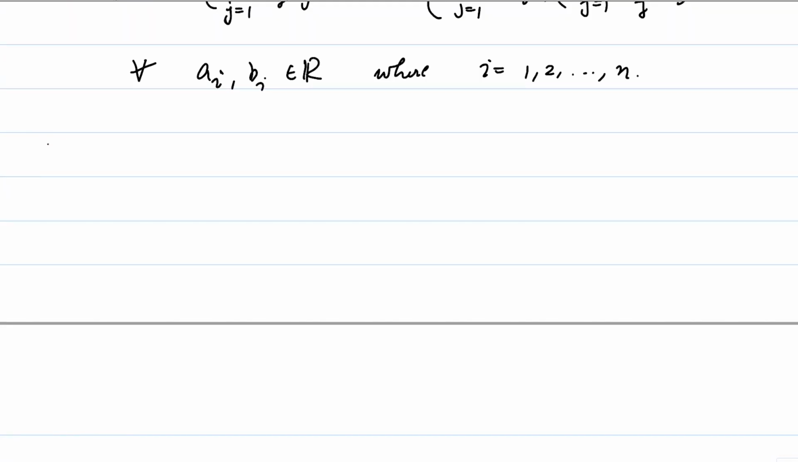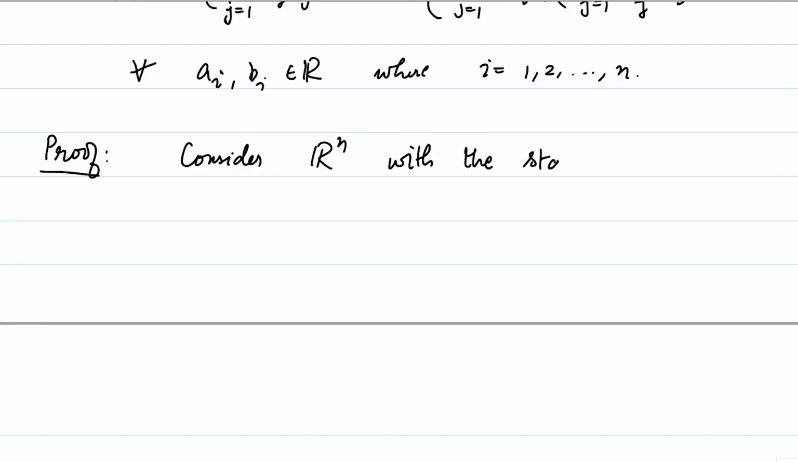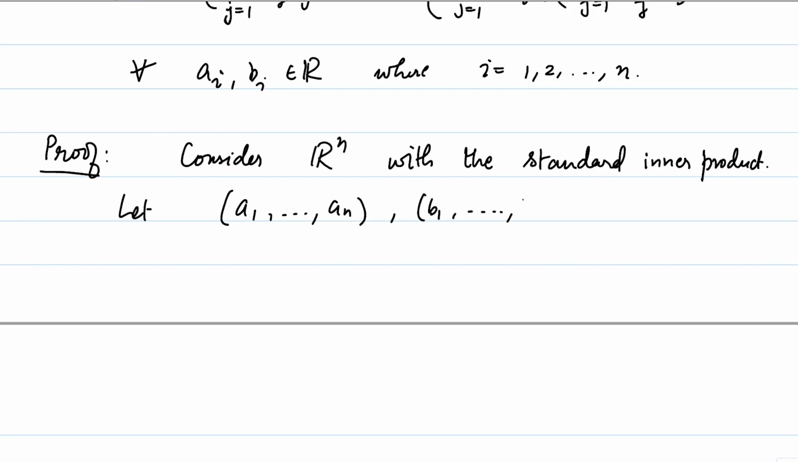So this is a proof problem. So let me give a proof. So consider Rn with the standard inner product. And let's pick a1 to an and b1 to bn arbitrarily. So let a1 to an comma b1 to bn be vectors in Rn. So let them be n-tuples.